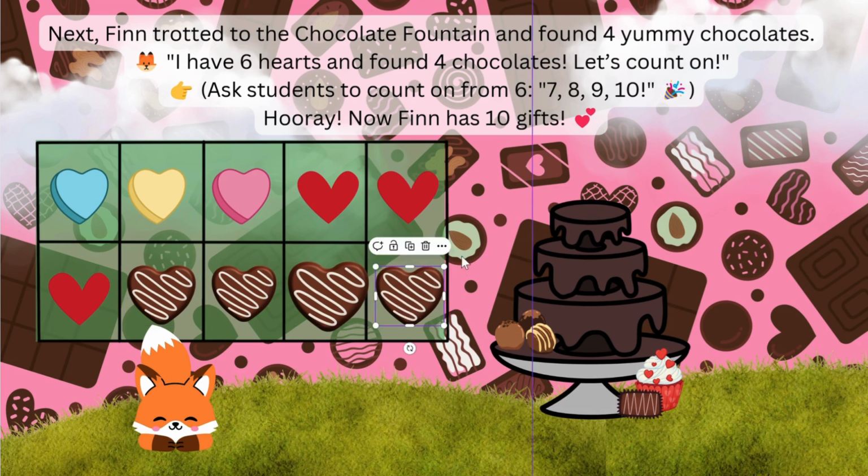10. Let's count how many are in our 10 frame. 1, 2, 3, 4, 5, 6, 7, 8, 9, 10. Now Finn has 10 gifts.